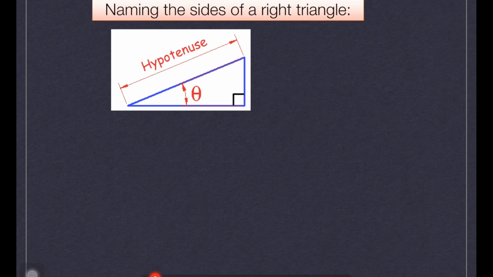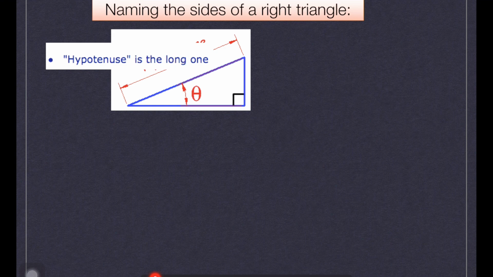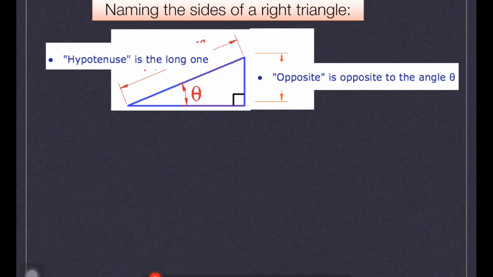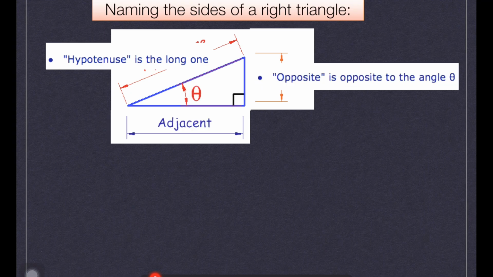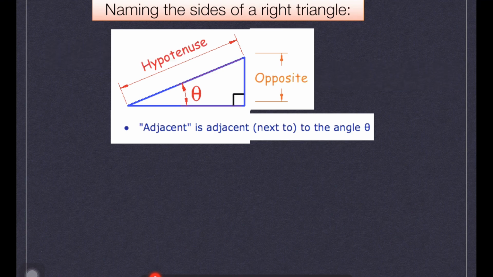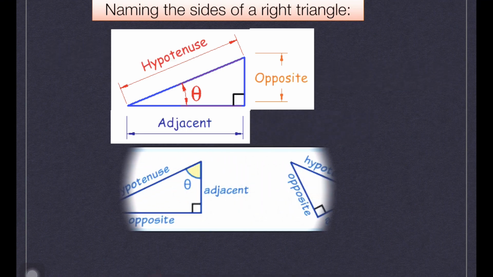Now, naming the sides of a right triangle is very important for us. First one, referring to this triangle: the one opposite to the right angle is what we call the hypotenuse, which is the long one. Referring to this angle, angle theta, this is the opposite side, meaning opposite to the angle theta, which is our reference angle. Next one is the adjacent. Adjacent means it's next to the angle theta. So that's hypotenuse, opposite, and adjacent.